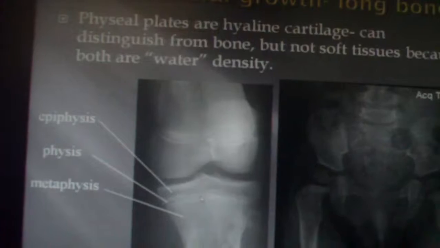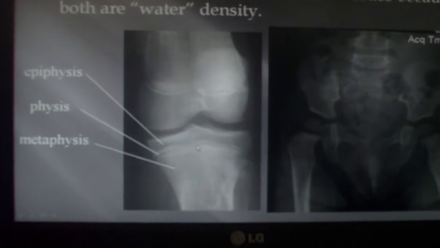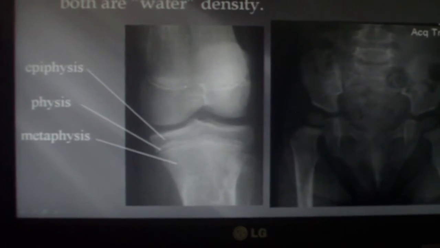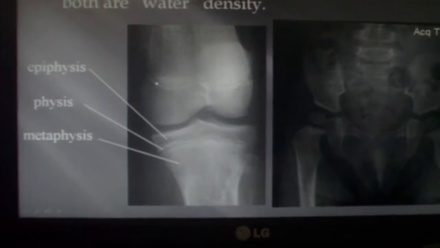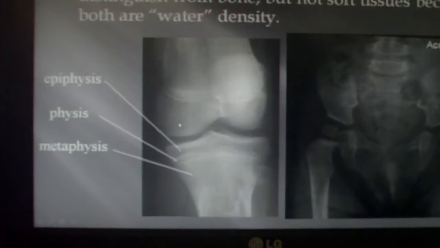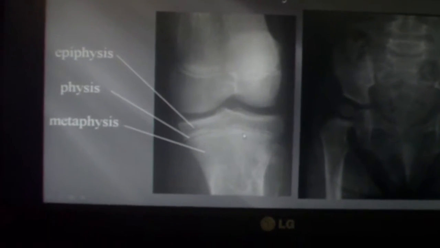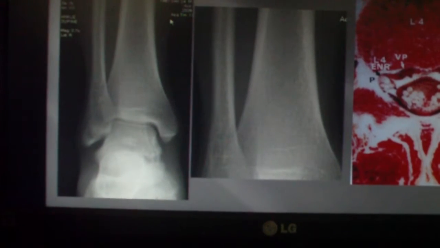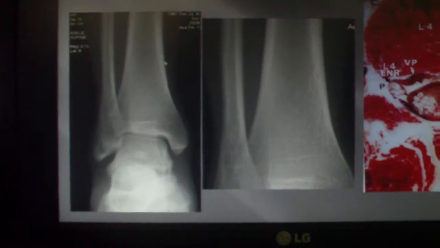Okay, but we're not doing extremities yet. So here's the physis, and then of course on the metaphyseal side would be the zone of provisional calcification. You can see maybe a little bit better here, a little increased density. Okay, so we know the cortical bone, the maxillary bone.